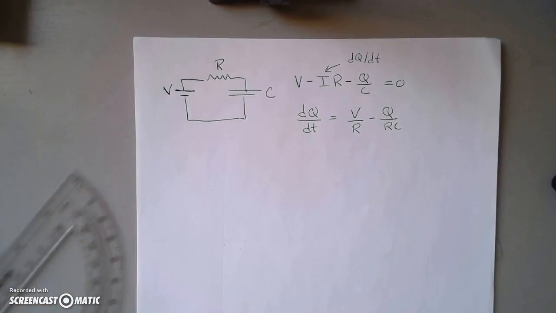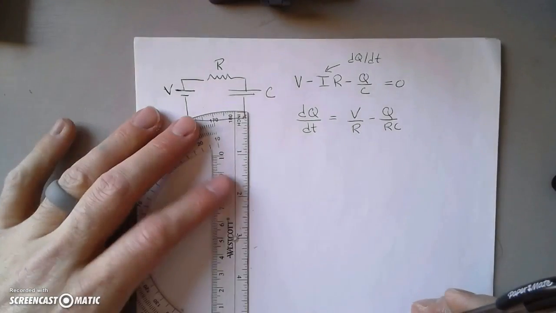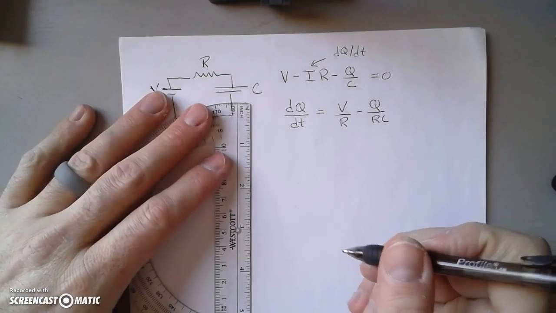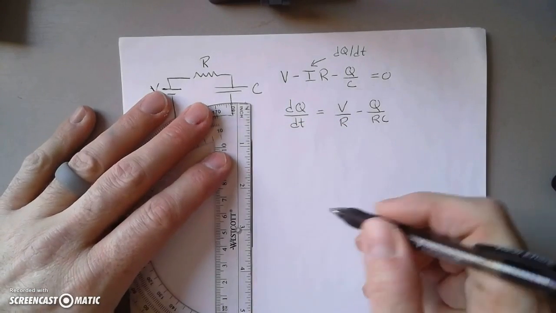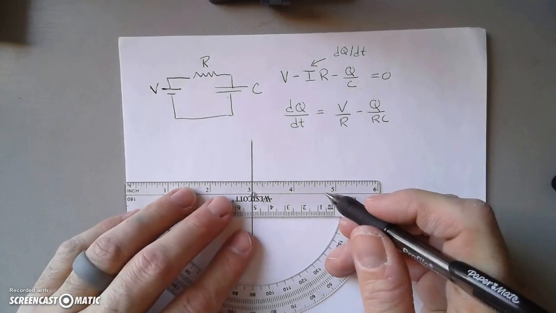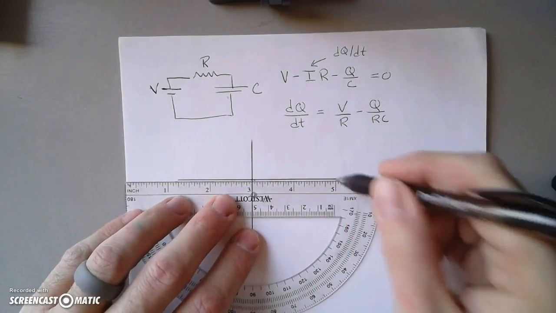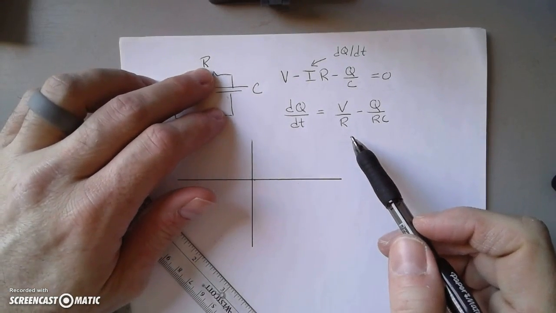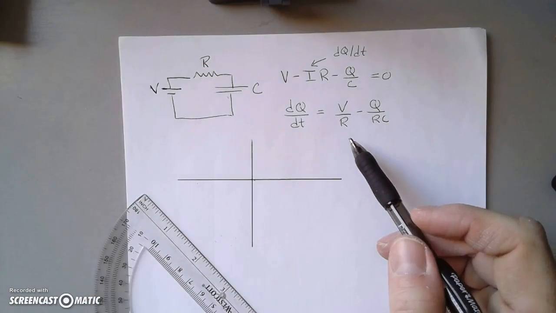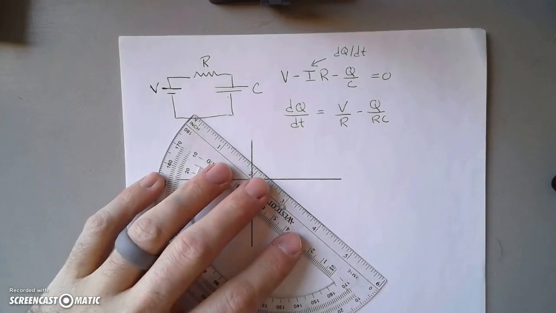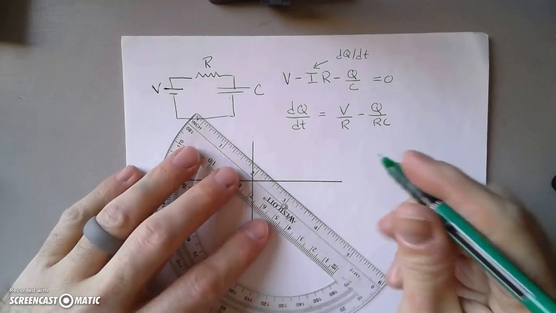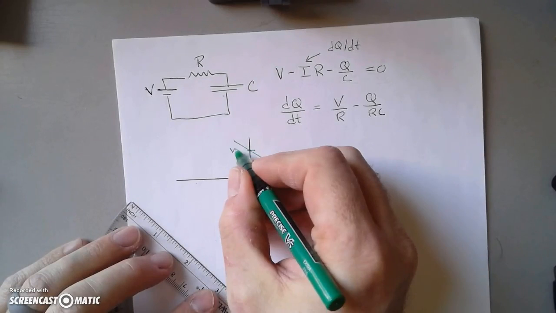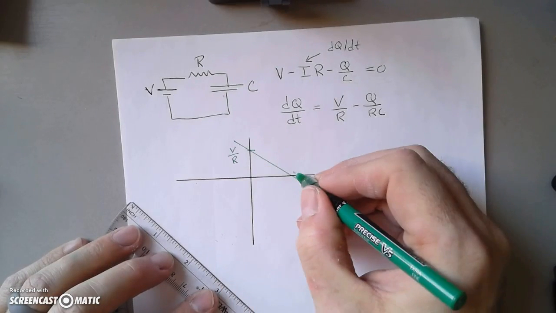And so the benefit of doing it with the numbers is that it was pretty easy to see that we had a line with negative slope. And this is the same thing. Nothing's changed. Your voltage is a positive number, your resistance is a positive number, your capacitance is a positive number. So we still have a line. The vertical intercept is V over R.